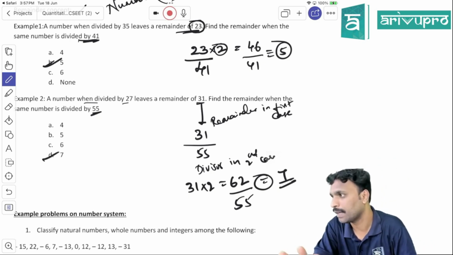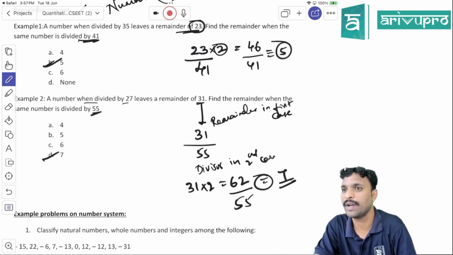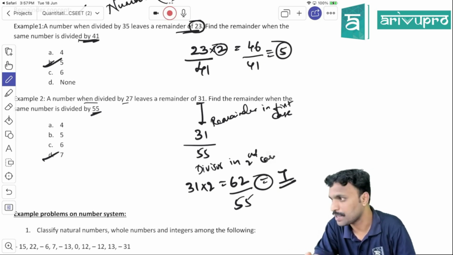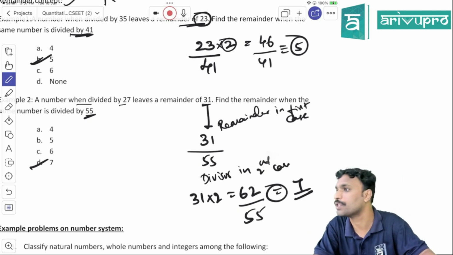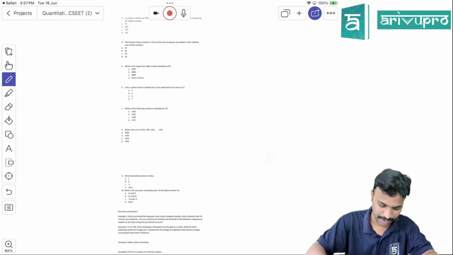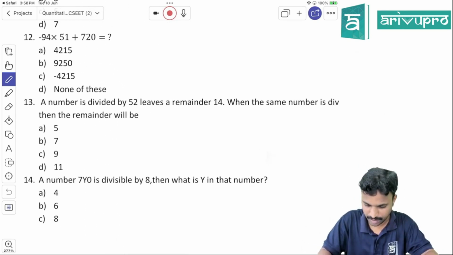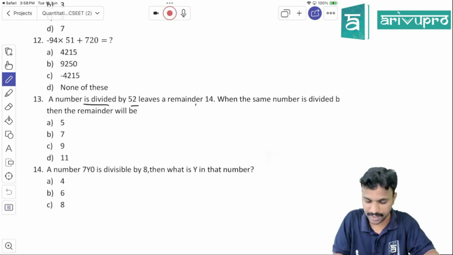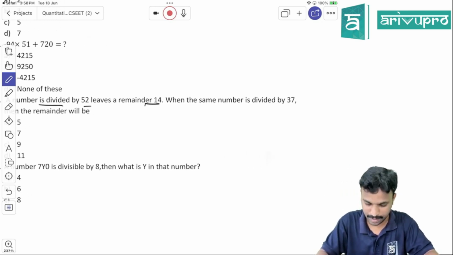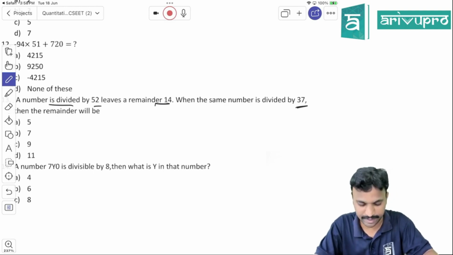Clear everyone? Okay. I want to give one more question, which is your practice question actually. Have you understood this first of all? I shall just take you through the practice question where the remainder question is there. Look at this. A number divided by 52 leaves a remainder of 14. When the same number is divided by 37, what will be the remainder?